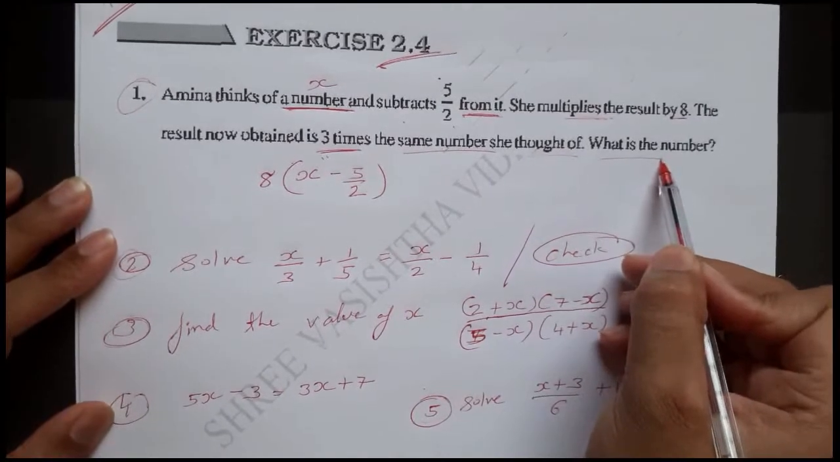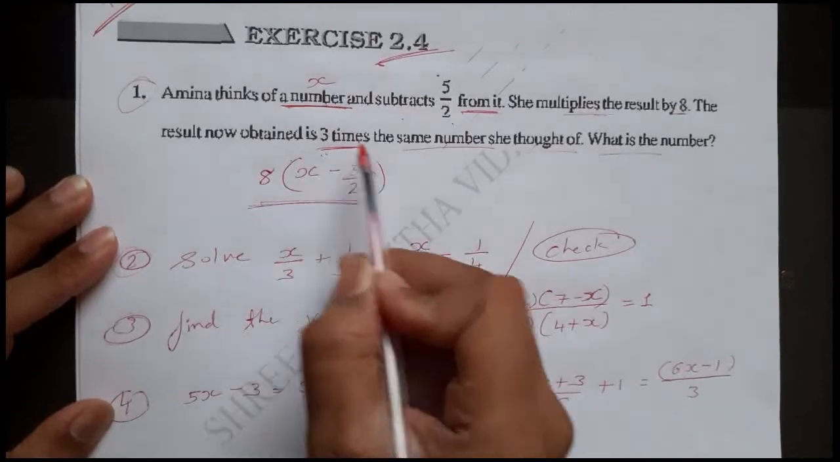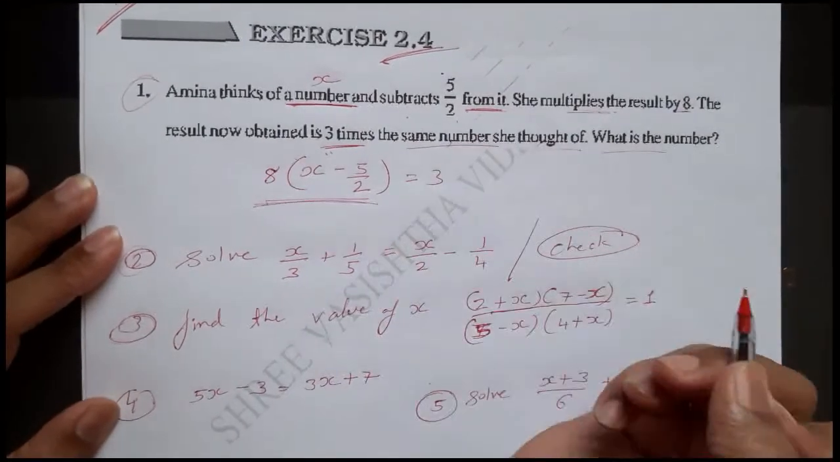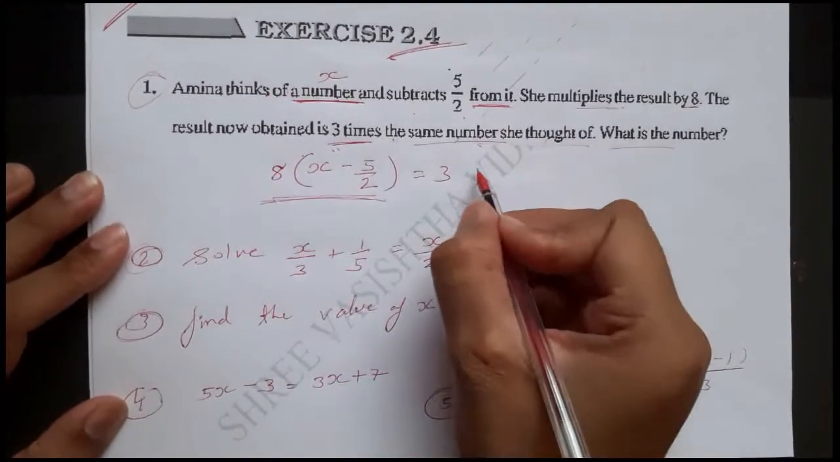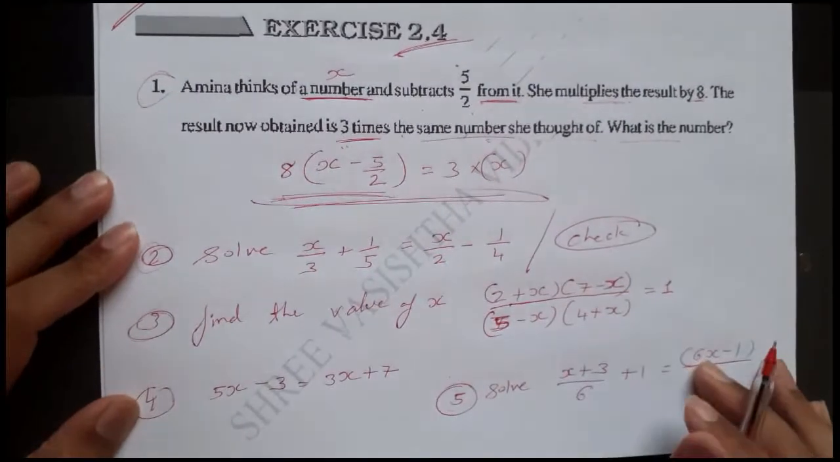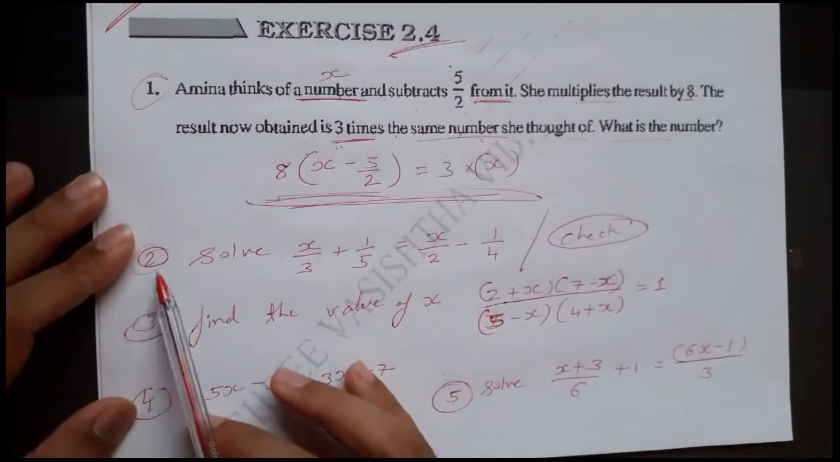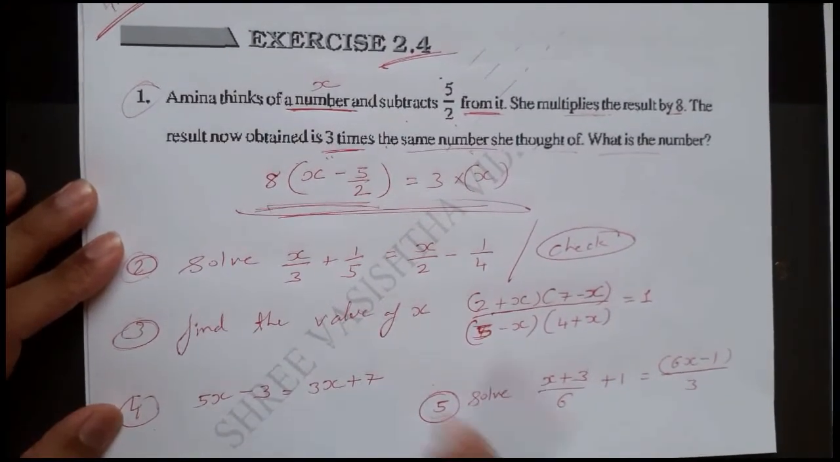What is the number? Now the result obtained is 3 times the same number she thought of. She thought of the number x. Now this is your equation that you have to solve. And this question number 2, 3, 4 and 5 is a similar type of question which we had solved in exercise 2.3.